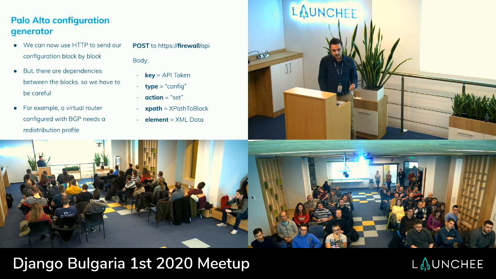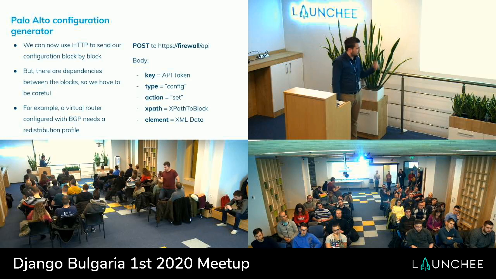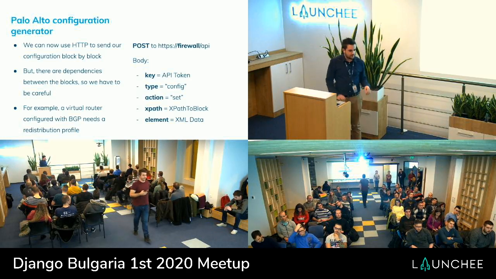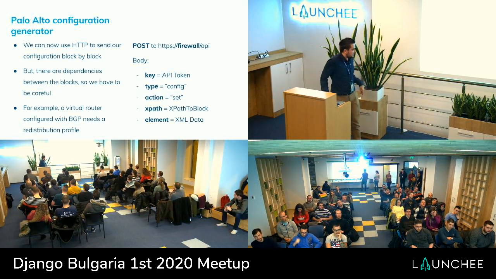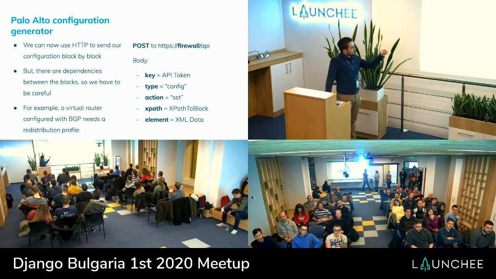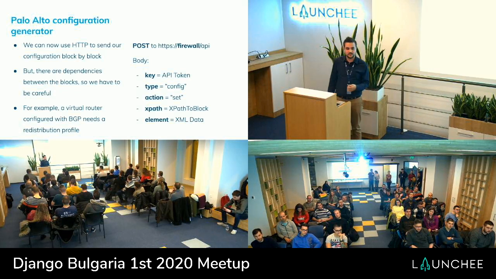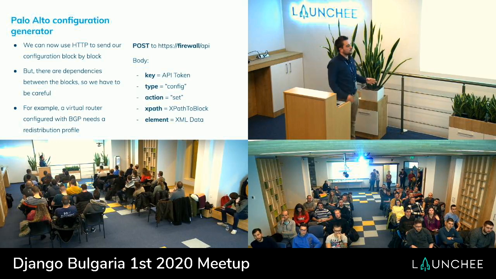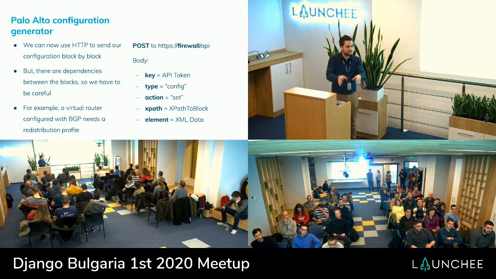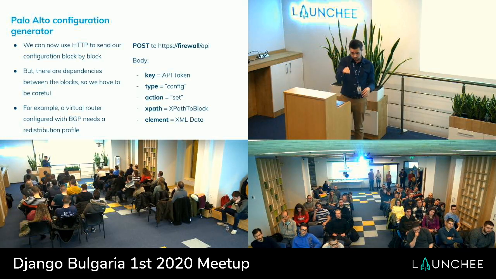The device uses an API, which is accessible through HTTP. In our case, a classic POST with the body. It's not a JSON body or anything. It just uses a good old URL encoding with the ampersand and all that. So basically, the key is the API token that you get for the device to be able to send authenticated requests. The type, we want to modify the configuration. And the action is that we want to set a configuration block inside the device. Again, the XPath comes into play. We're going to tell the device, we're going to send your configuration there. And the element is the actual configuration.